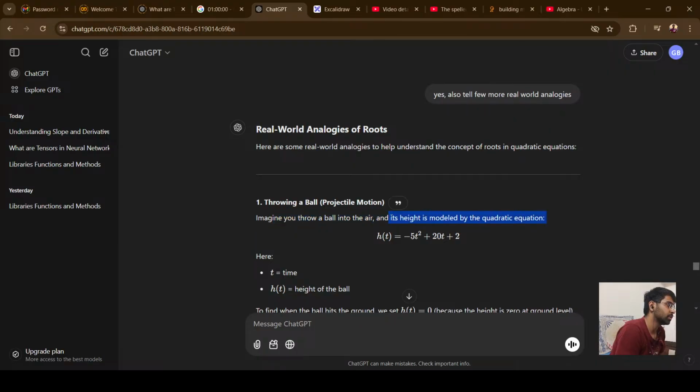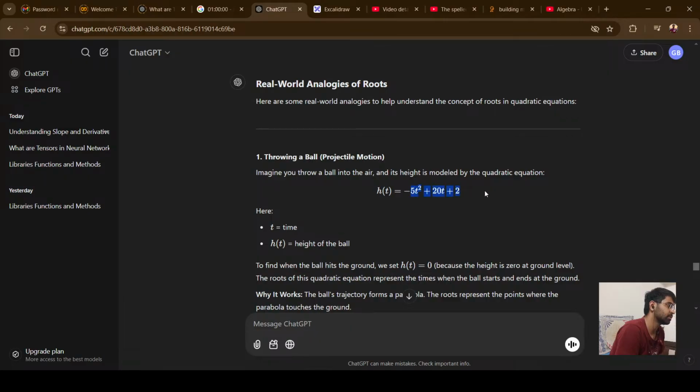Imagine you throw a ball into the air and its height is modeled by the quadratic equation minus 5t squared plus 20t plus. So minus 5 is, then it will be like this. Okay.